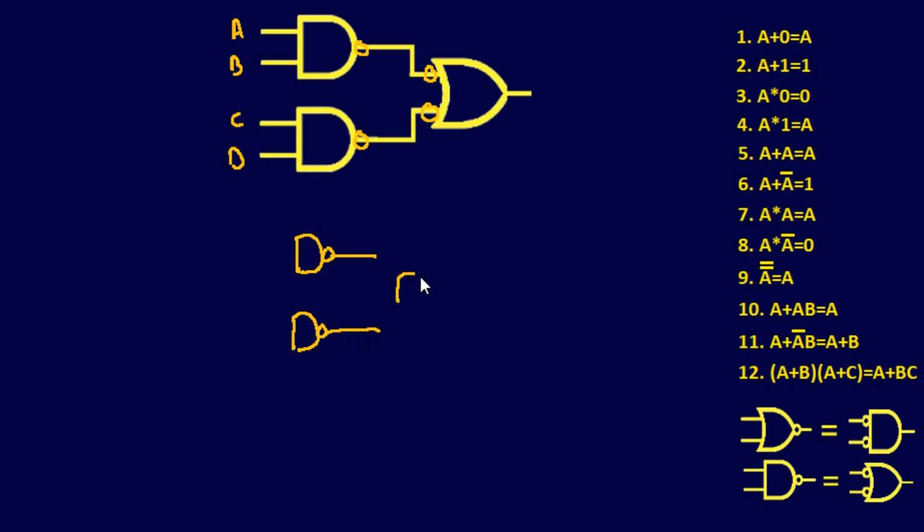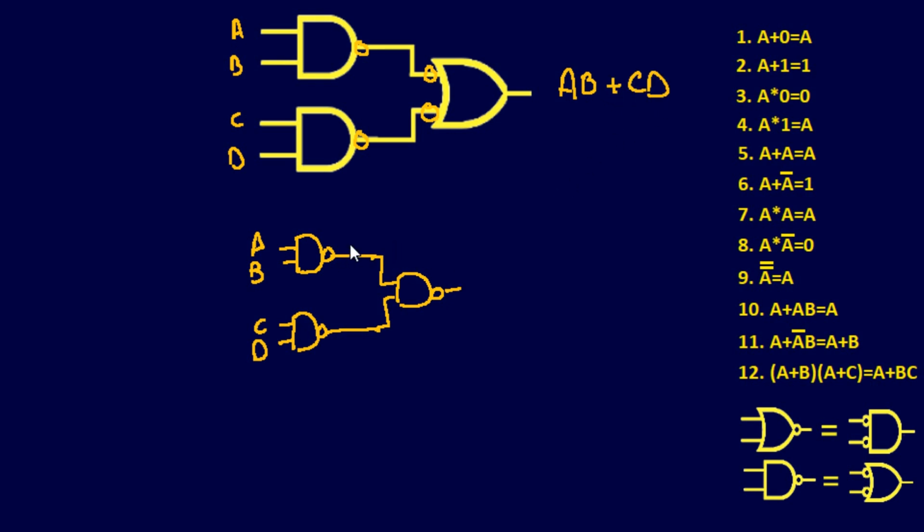And again, see if my drawing can actually look halfway decent today. And then we draw our inputs. So we're going to have A, B, C, D. Now if we actually took this circuit and made an equation out of it, it would look something like this.